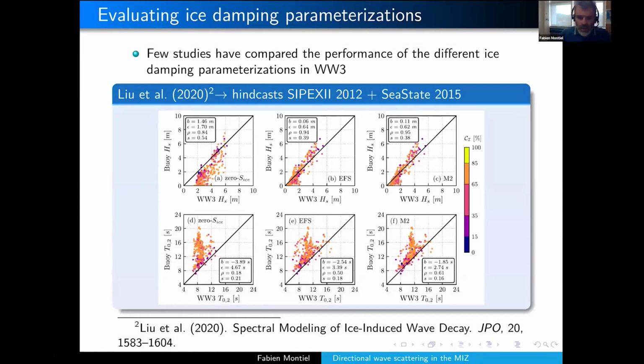But if you look at the mean wave period, there is a clear bias here where the model is clearly underestimating the mean wave period consistently.